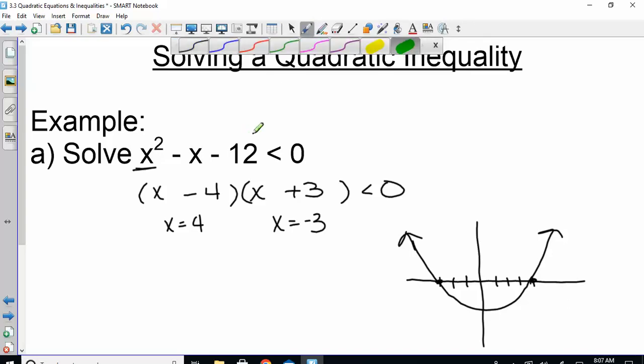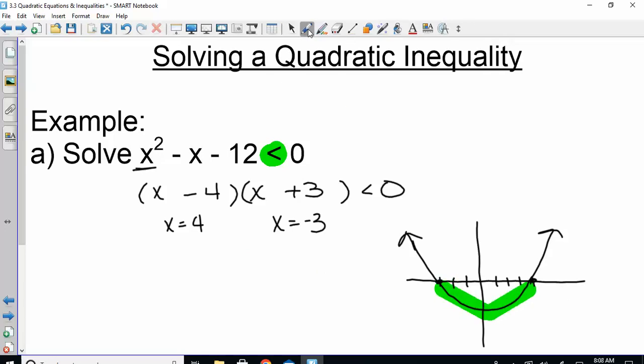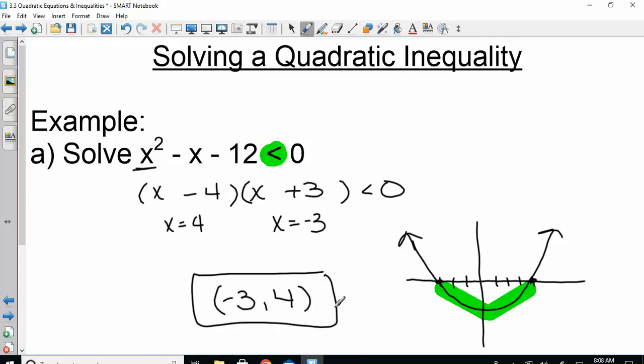All right. I'm asking you where this is less than 0. So less than, that's below. Negative 3 to 4. Would these have brackets or parentheses? Parentheses because I didn't say equal to 0. So from negative 3 to positive 4. So what I would expect on a problem like this, I want you to show me where you factored it and got your solutions. I would like to see a graph so I know how you're getting the answer you get, and your actual answer is that interval.